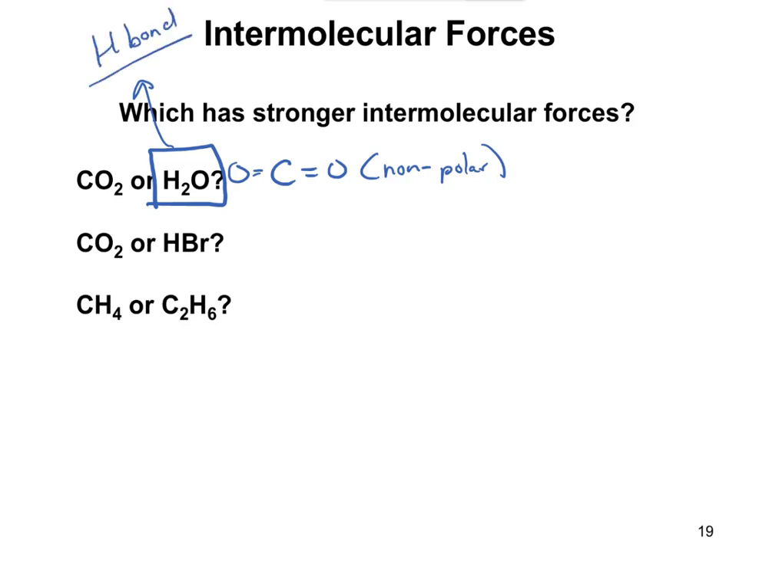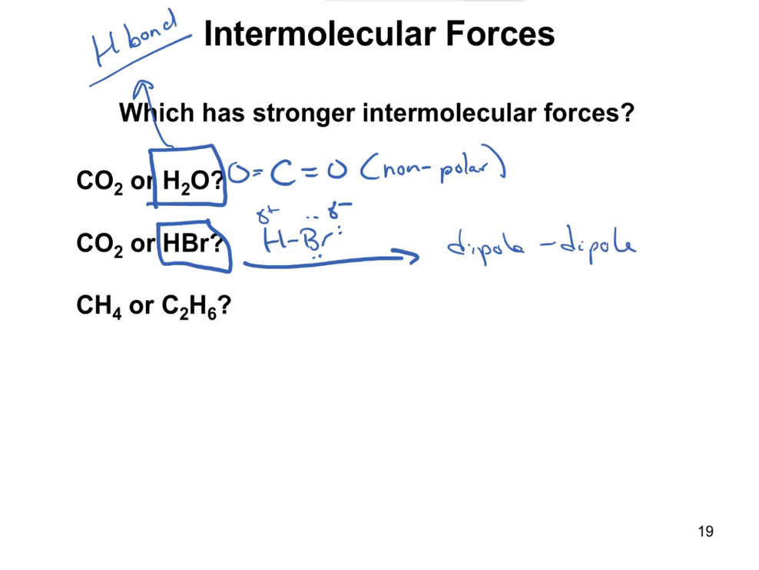Okay, so for the next one, CO2 or HBr. Again, CO2 is going to be nonpolar. HBr, I would probably give you a different type of polar molecule, but this is going to be polar, with bromine being partial negative and hydrogen being partial positive. So because of that, HBr has a dipole interaction, which is going to be stronger than CO2, which only has London forces.